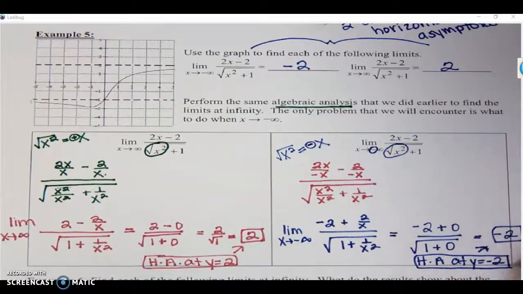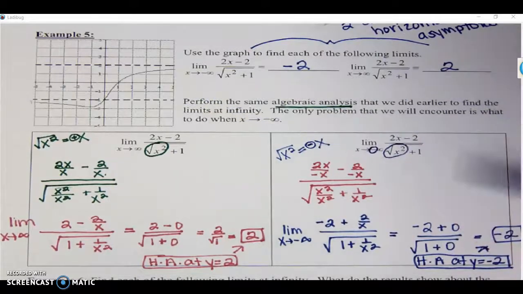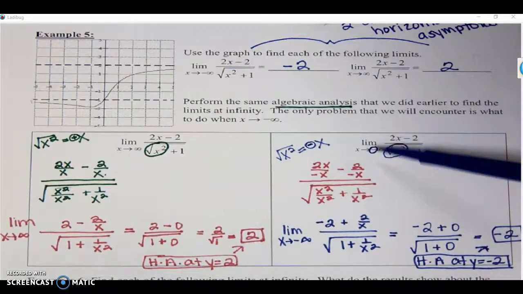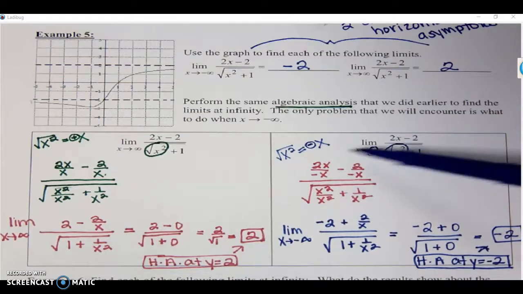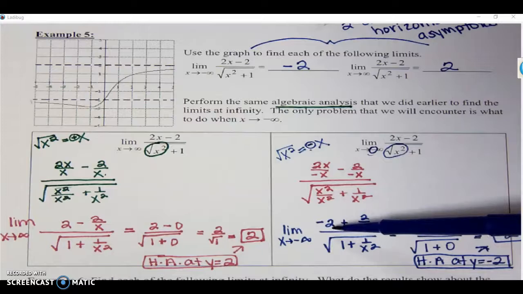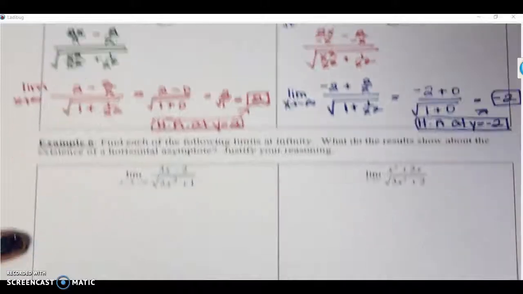Remember, with your square roots, you're going to have two different horizontal asymptotes like we had in the graph. And the way that you figure that out is because remember when you had to do this square root of x squared, because we were working with negative infinity, that's where that negative ended up coming from. So if you forget that negative, it's going to mess it up. Alright, so just a few more examples of these.